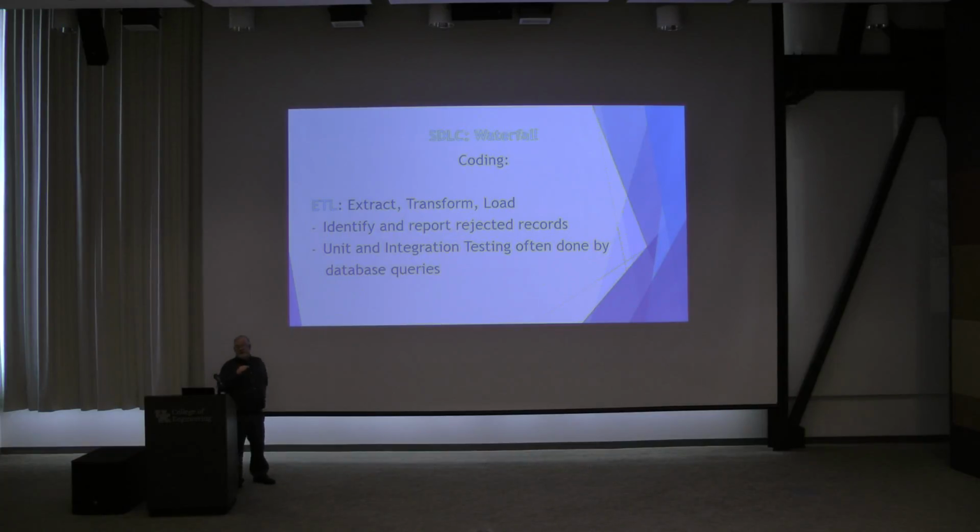A big part of that is usually identifying and reporting records that are rejected because there's something wrong with them. Okay, they've got an attorney name that's not on the attorney list, so I can't convert that because the new system won't allow it. And then to point out that very often the unit integration testing is done by database queries. So again, this conversion software doesn't have a user interface.